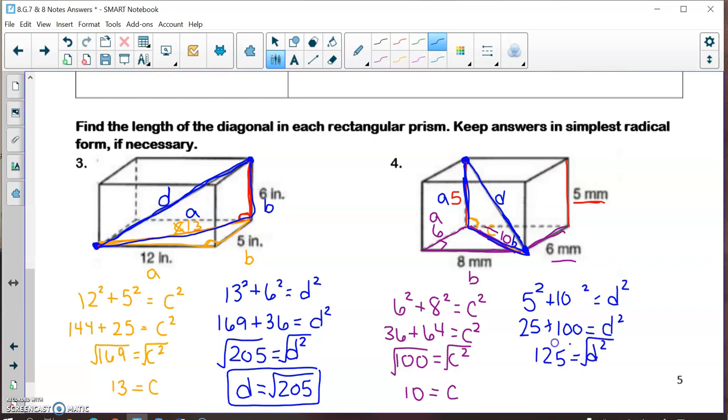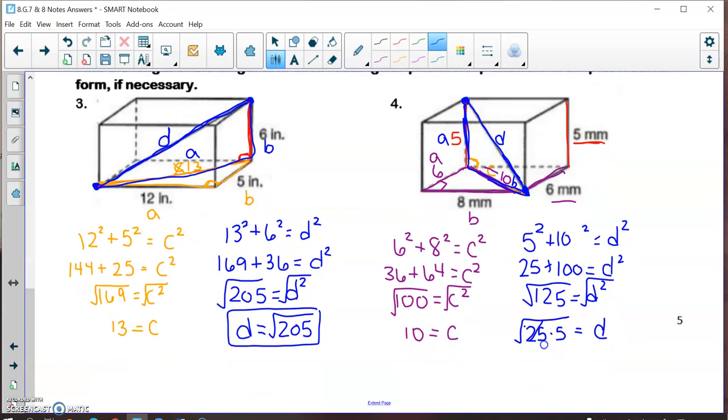And taking the square root of both sides, it does say to do this in simplest radical form. 125 can be split up into the perfect square of 25 times the non-perfect square of 5. And the square root of 25 is 5. So I take that 5 out and I cross off 25. And then I have a 5 remaining underneath my radical. And so my diagonal in simplest radical form is 5 root 5. This brings us to the end of level 2.